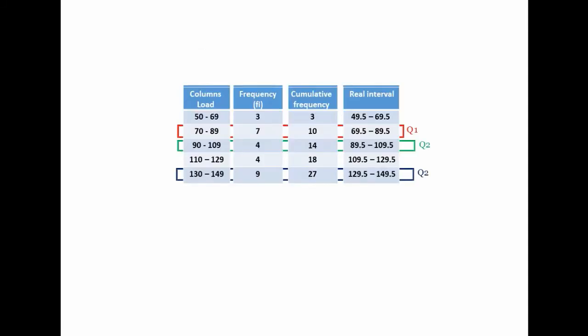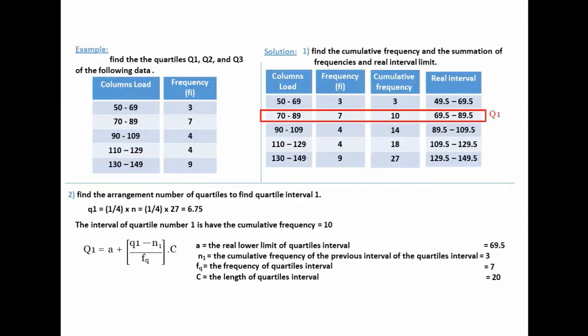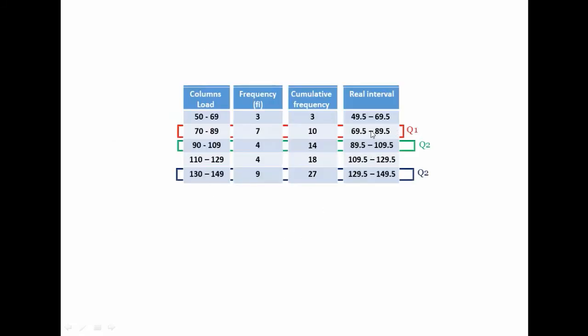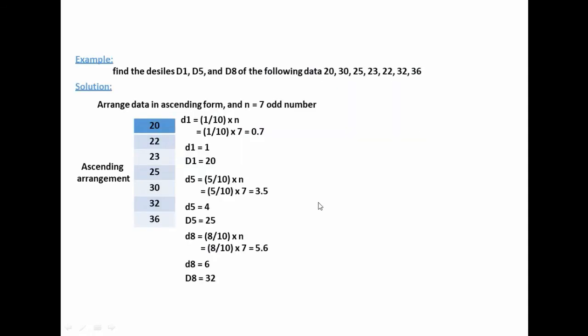So you see over here, these are the examples. In this example number 1, for this grouped data, first of all we obtained Q1, for Q2 we obtained 107, and for Q3 we obtained 134.5. So Q1 lies in this class, Q2 lies in this class, and Q3 lies in this class.